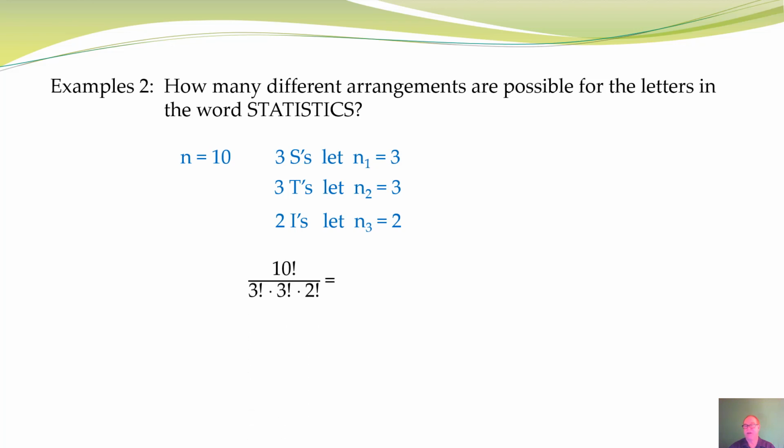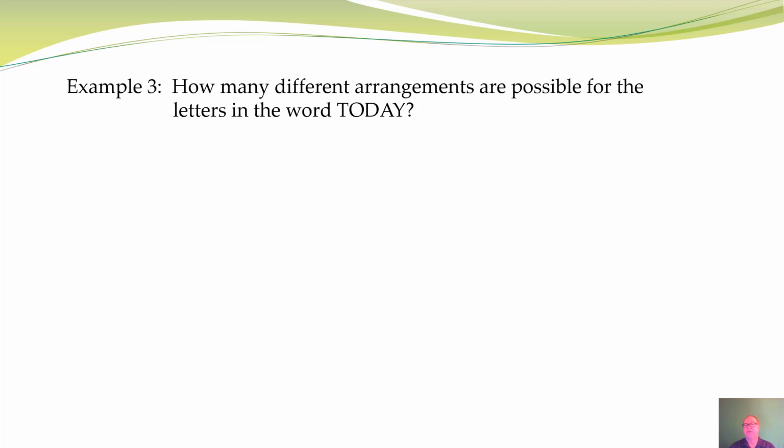So this is going to be 10 factorial over 3 factorial times 3 factorial times 2 factorial, because everything else would be 1 factorial, which is 1. If I multiply this out, I get 50,400 different possible arrangements. Now, example 3. How many different arrangements are possible for the letters in the word today? If you look at the word today carefully, 5 letters, no letters repeat. So this is just going to be 5 factorial, because nothing repeated, which is 120.